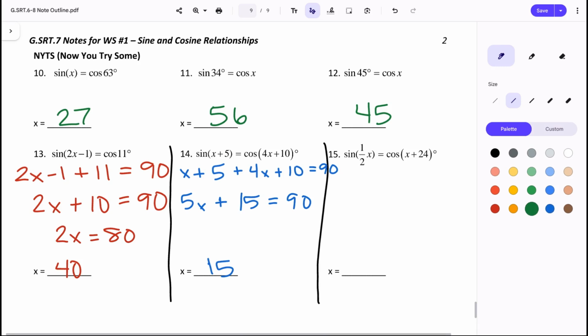Okay, I'm going to go ahead and set this up. So I would have added my pieces together. 1/2 x plus 24 equals 90. Oops.